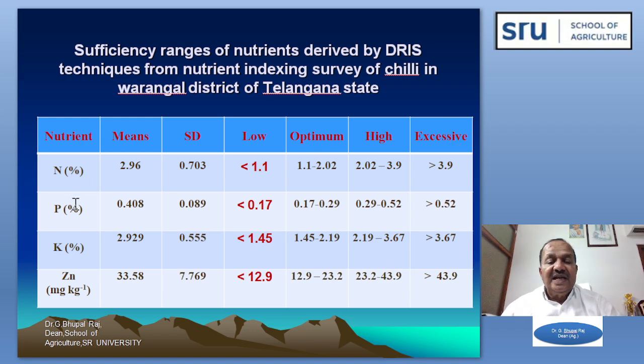Like that, we have categorized for phosphorus also. Less than 0.17 is low. For potash, less than 1.45% is low. Likewise, for zinc, less than 12.9 ppm is deficient. So like that, we have categorized these low values. These are the reference values below which the plants are called deficient in those particular nutrients.